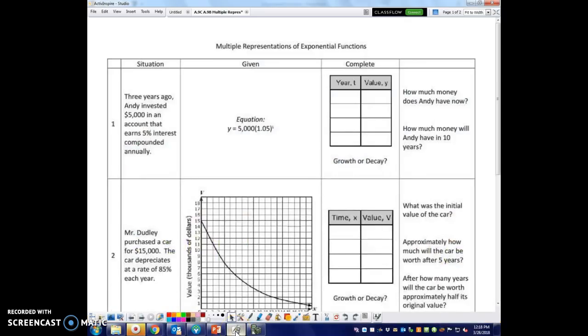All right, here we go. So getting started. First says 3 years ago, Andy invested $5,000 in an account that earns 5% interest compounded annually. So the equation is f of x equals a times b to the x power. A is the initial amount, and b is the common ratio.